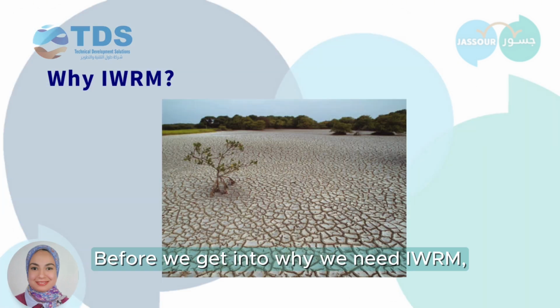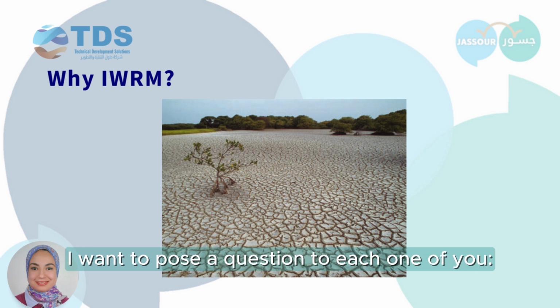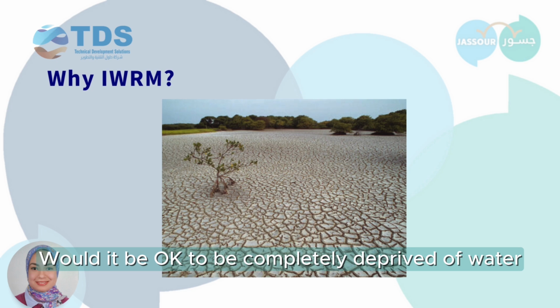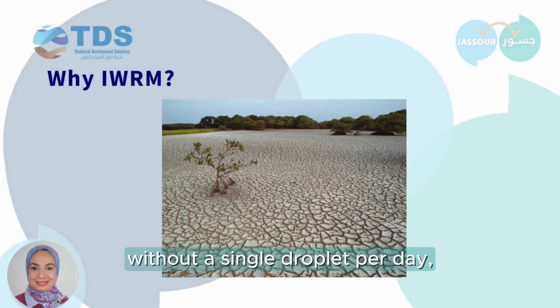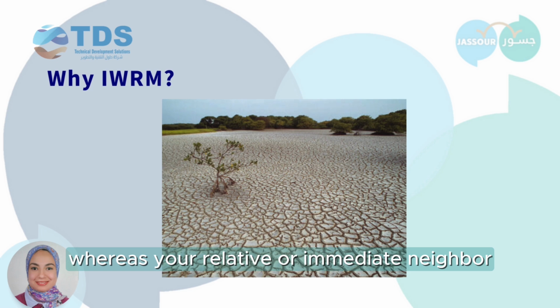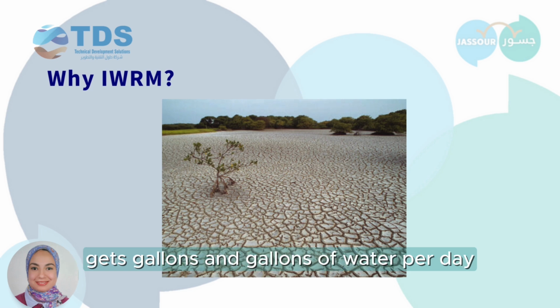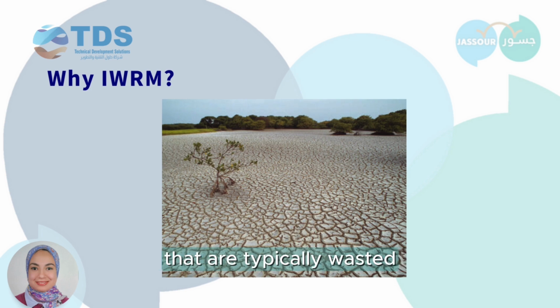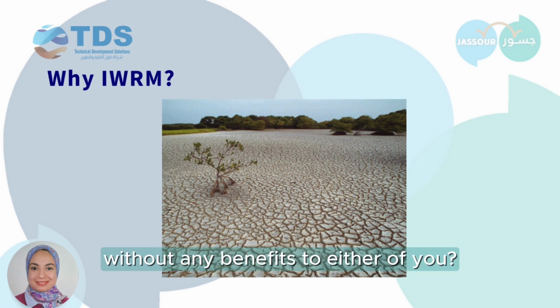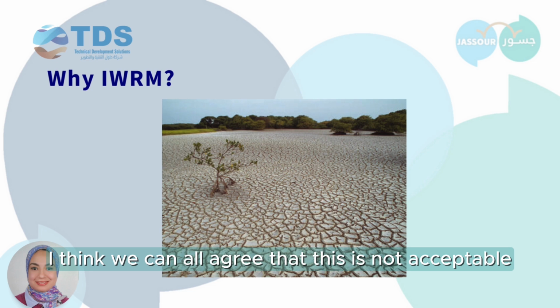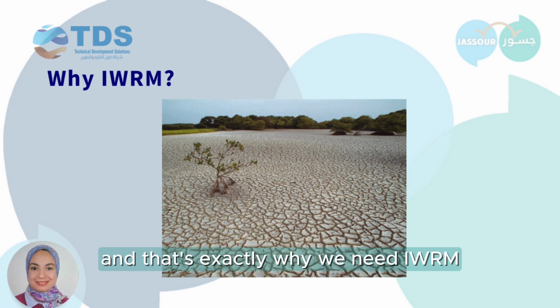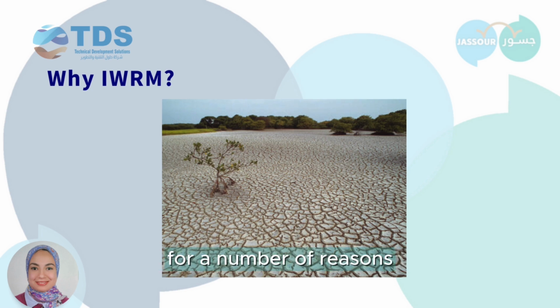Before we get into why we need IWRM, I want to pose a question to each one of you. Would it be okay to be completely deprived of water without a single droplet per day, whereas your relative or immediate neighbor gets gallons and gallons of water per day that are typically wasted without any benefit to neither of you? I think we can all agree that this is not acceptable. And that's exactly why we need IWRM for a number of reasons.